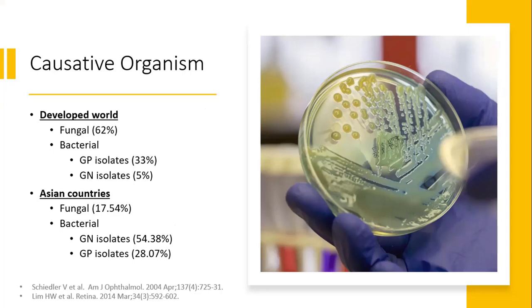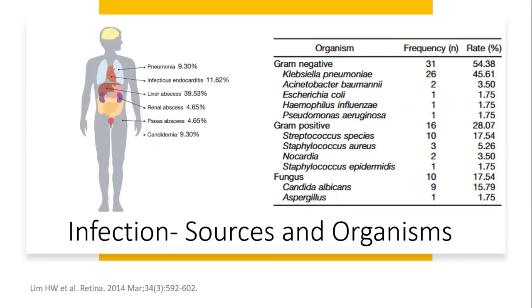The causative organism in the developed world: endogenous endophthalmitis is more often due to fungal organisms, but in Asian countries, bacterial organisms are more common, with fungal accounting for only 17%. Also, among the bacterial isolates, in the developed world you see more gram-positive isolates, but in Asian countries we tend to see more gram-negative isolates.